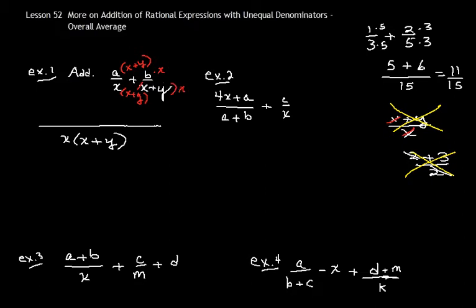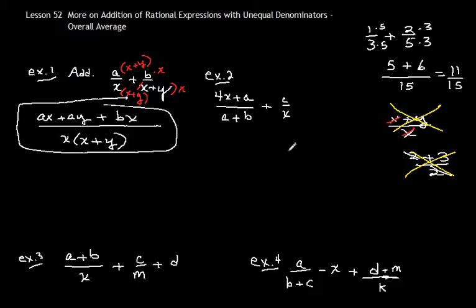Then, these are fairly easy to get started. All you have to do is distribute through the parentheses. So we're going to get ax plus ay plus bx. And that's actually your final answer. That's all you can do. So that is it for that.